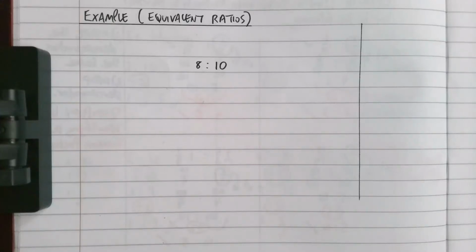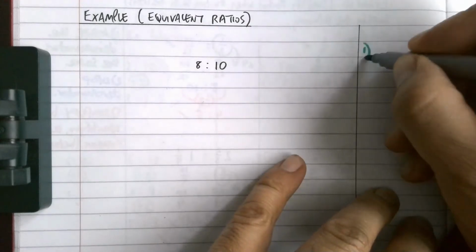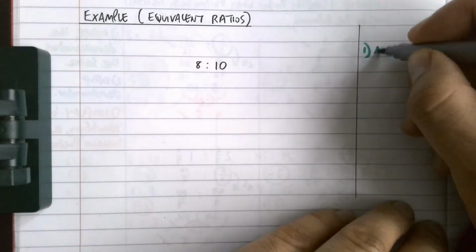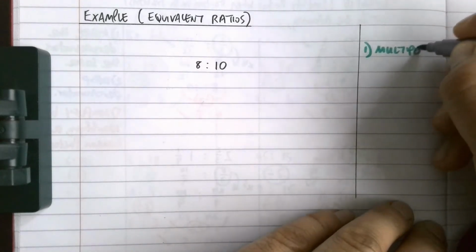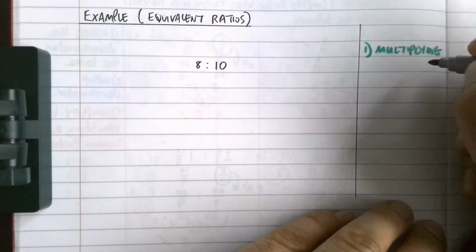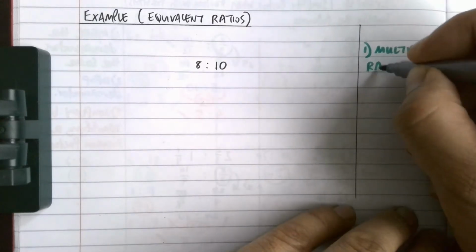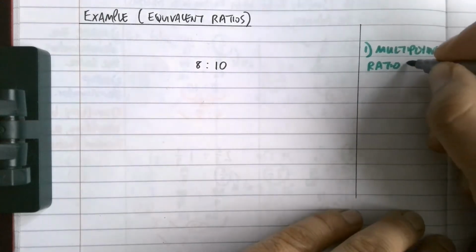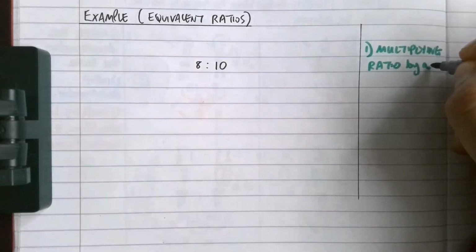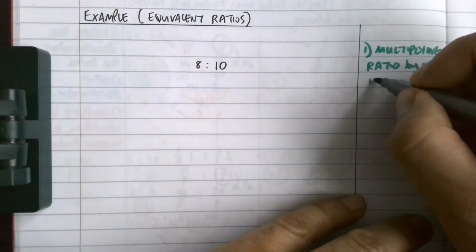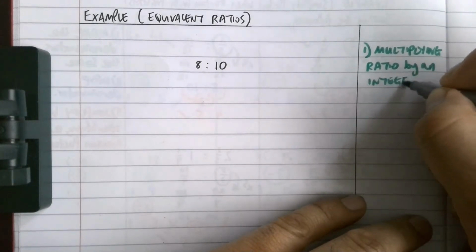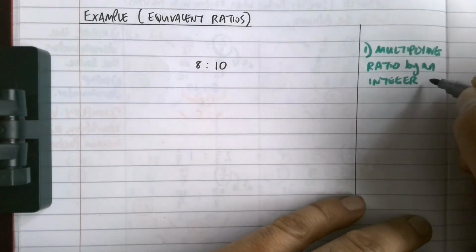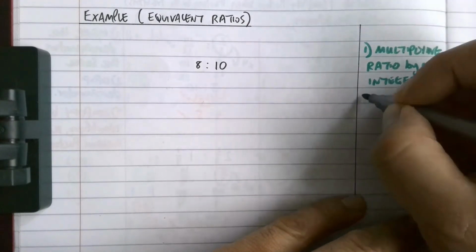We're going to be looking at equivalent ratios, and equivalent ratios are very similar to simplifying ratios in the sense that we're scaling up or scaling down to find a ratio that is the same but has bigger or smaller numbers within the ratio. So usually when we find equivalent ratios, we're going to scale up, and that means we're multiplying the ratio by an integer. Both parts of the ratio have to be multiplied by an integer.